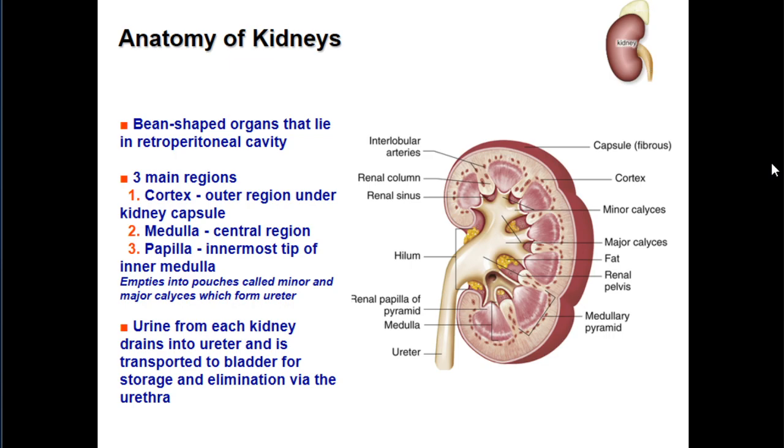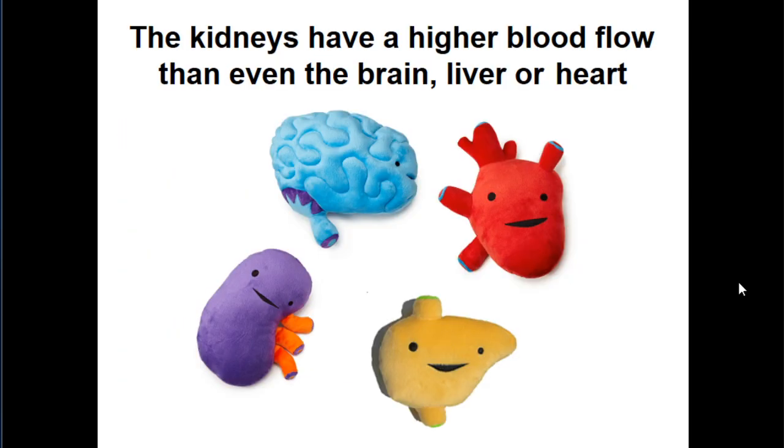Let me remind you of the anatomy of kidneys. Kidney is a bean-shaped organ which lies in the retroperitoneal cavity, and it has three main regions: cortex, the outermost layer; medulla, the central region; papilla, the innermost tip of inner medulla. Urine from each kidney drains into the ureter and is transported to the bladder for storage and elimination via the urethra. I'm not sure whether you know it or not, but kidneys have a higher blood flow than even the brain, liver, or the heart.